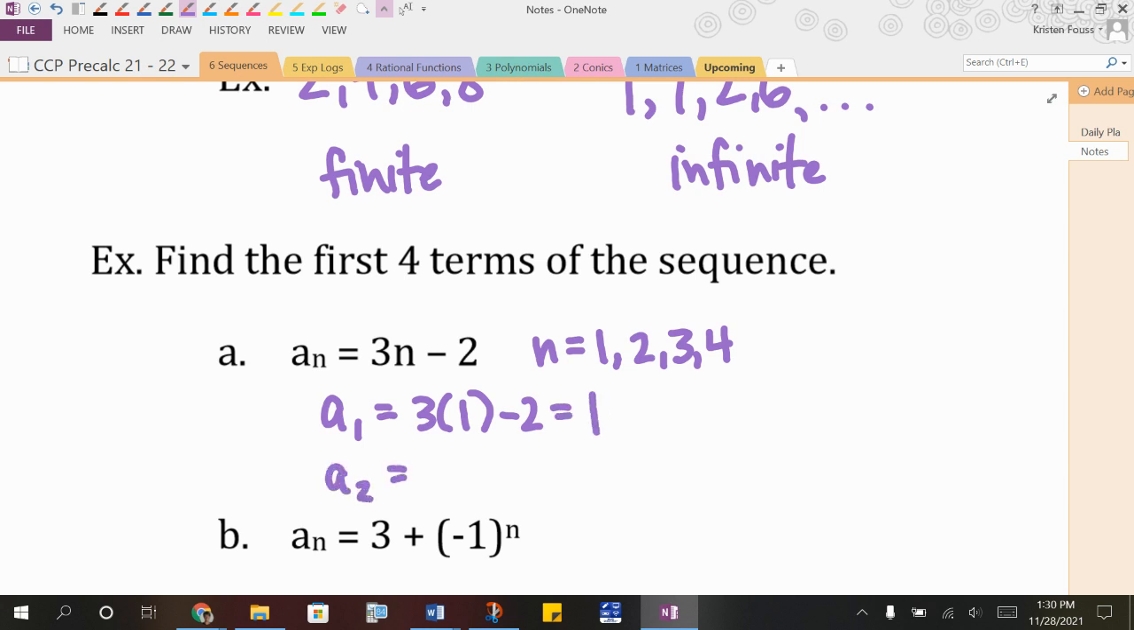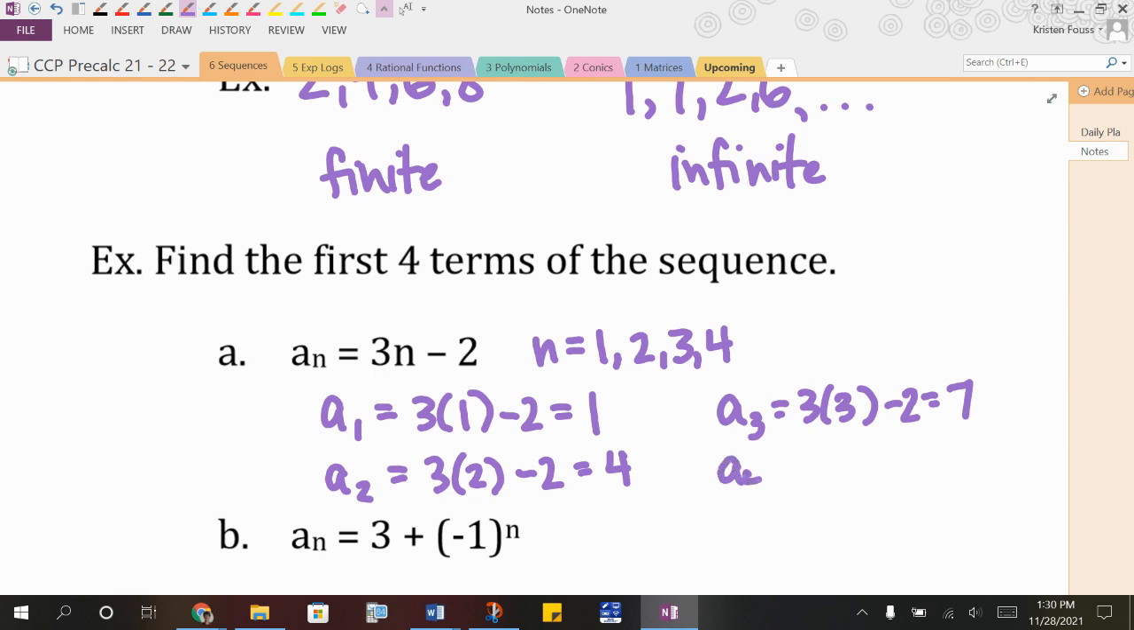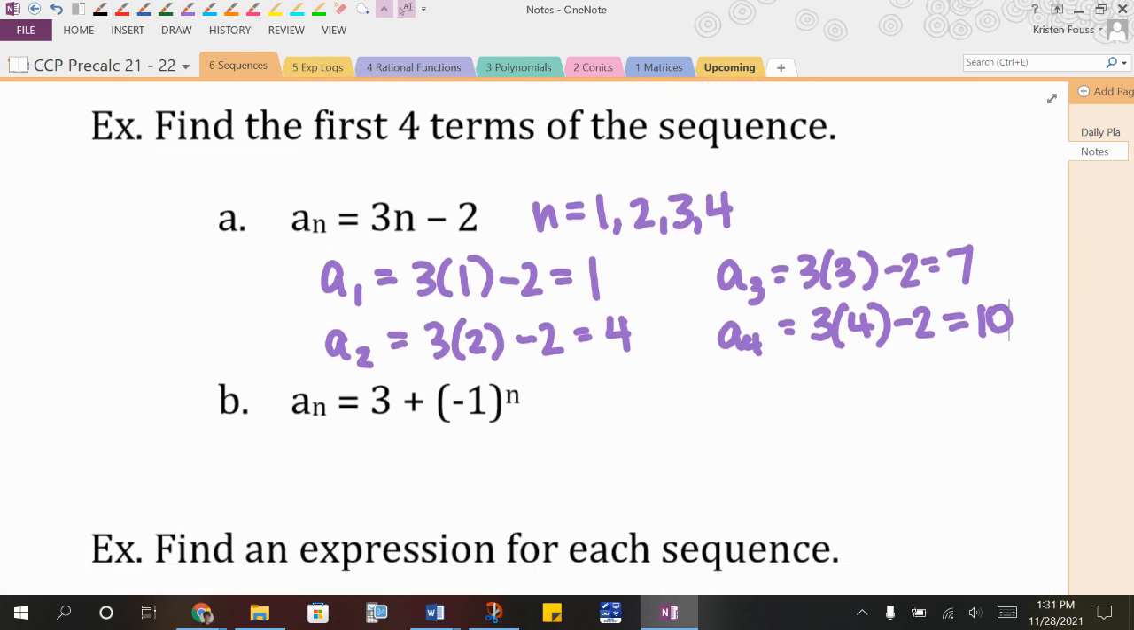Second term would be A2, so 3 times 2 minus 2, which would be 4. Third term, A3, would be 3 times 3 minus 2, which is 7. And then A4, last one I'm finding, 3 times 4 minus 2, which is 10. Okay, so again, N we assume starts with the number 1 as term 1. Plug each of those values in for as many as it asks you to do. I'm going to skip over B. We'll come back to that, check some numbers later.